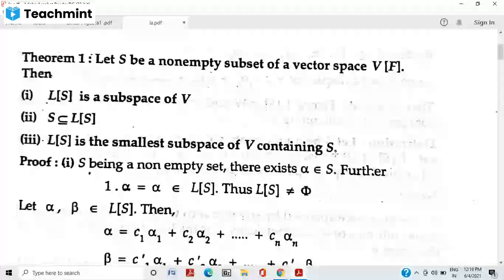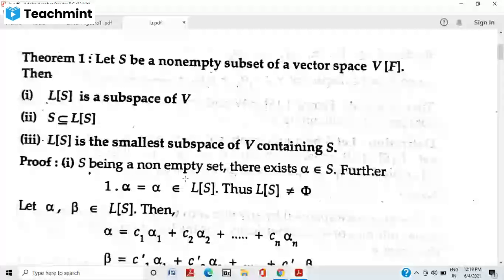Subspace means what we can prove? We can use any two theorems. That means either we can show that it satisfies scalar multiplication and vector addition, or as a combined one we can show C1 alpha 1 plus C2 alpha 2 belongs to L of S. Here for L of S only we have to show that it is a subspace.